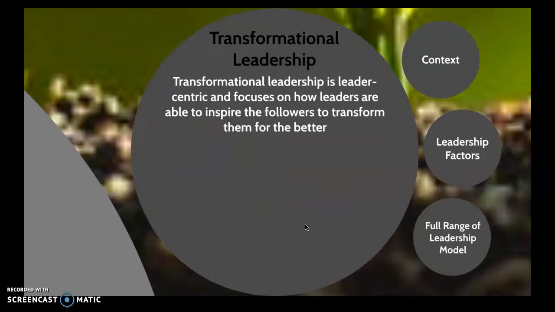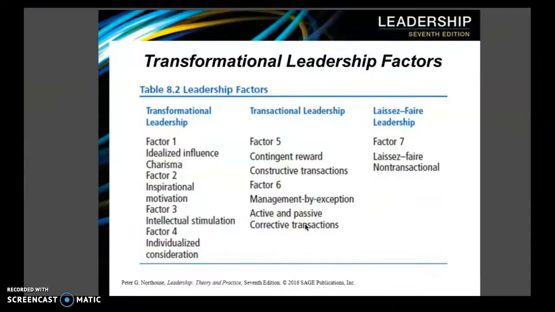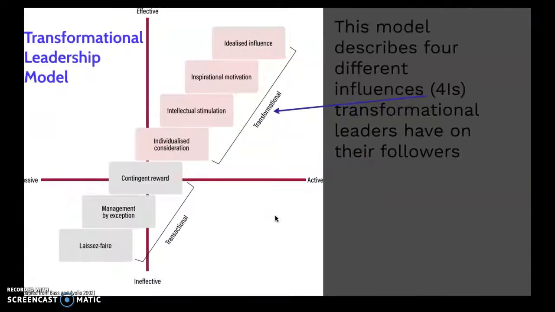Transformational leadership focuses on how the leaders inspire their followers, which is different from transactional leadership, where the leader influences their followers through prizes and rewards. It can be applied everywhere as well. So we have four factors, four I's, and for transactional leadership, it's just influencing followers by giving them rewards.